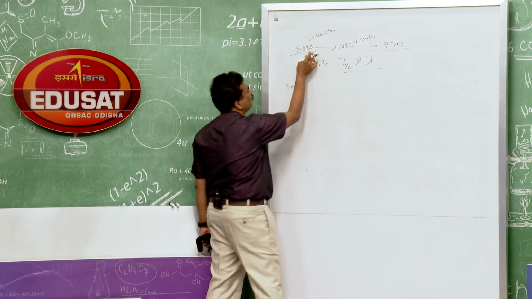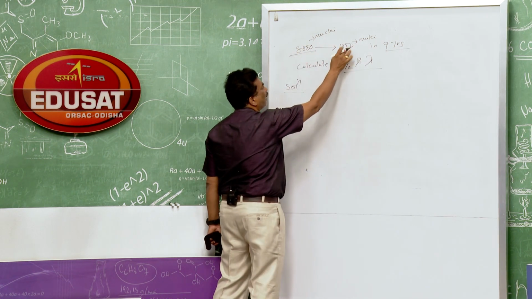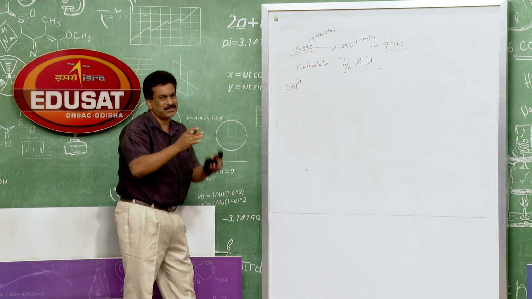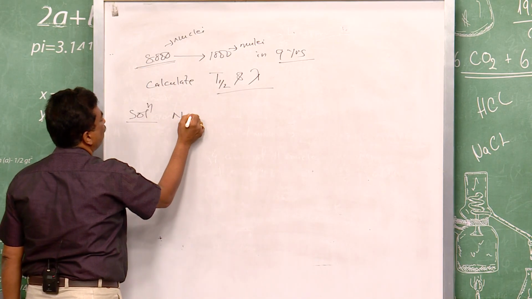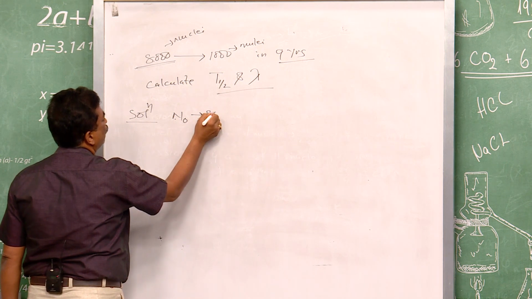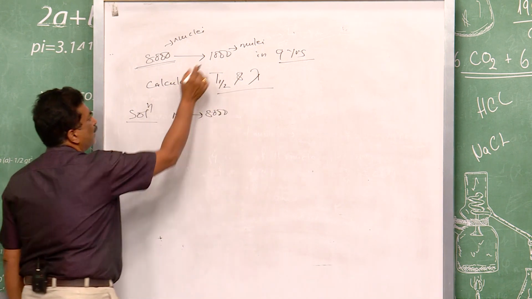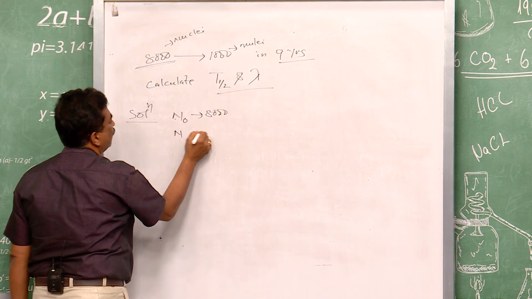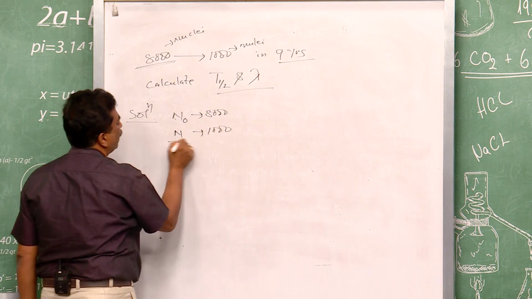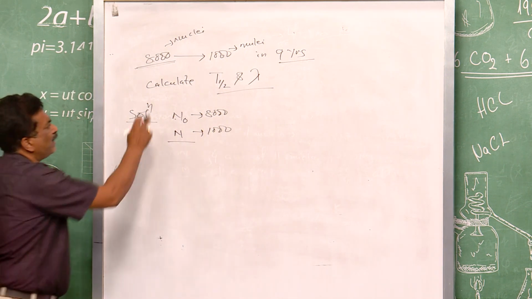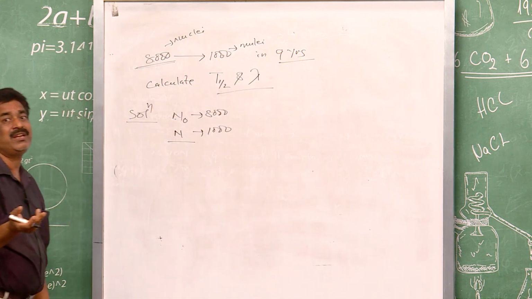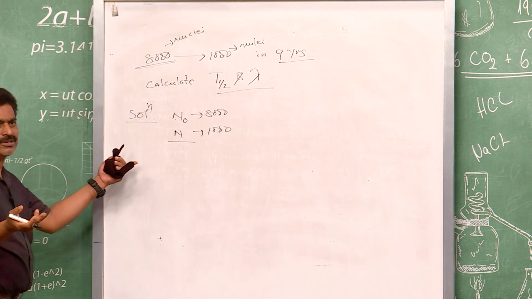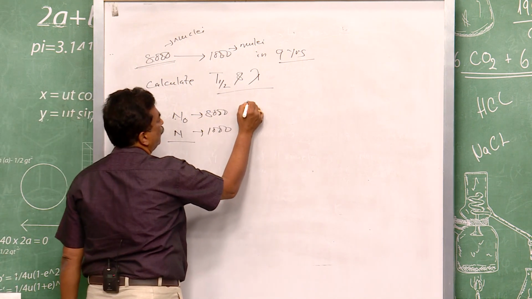So 8000 was initially, and now it is 1000, means the decay process is going on. The number of atoms present initially is N0, that is 8000, and now it is 1000, that is N. And it takes 9 years, means the time is 9 years. So how to make the solution? There are 2 steps, 2 methods.